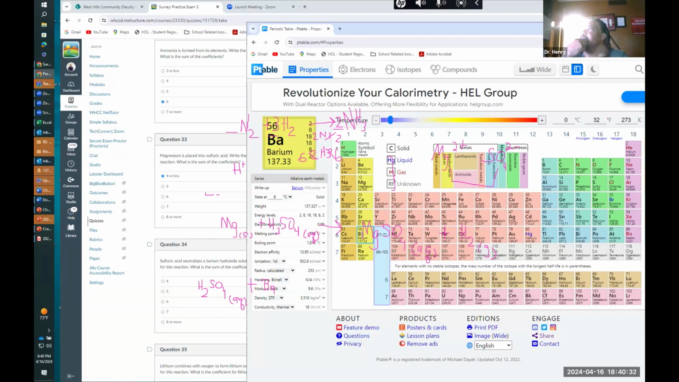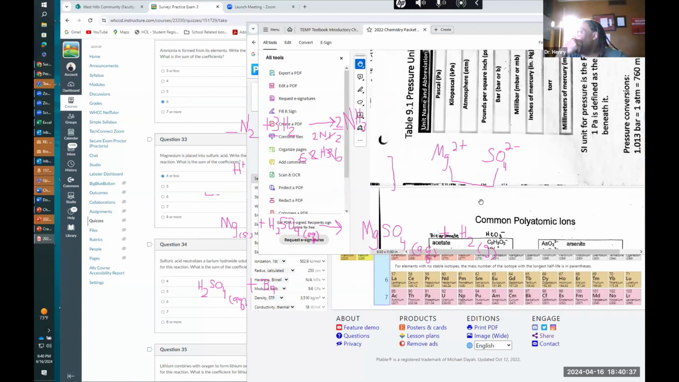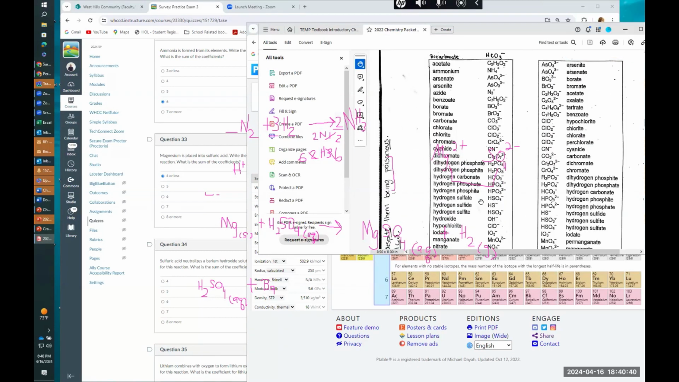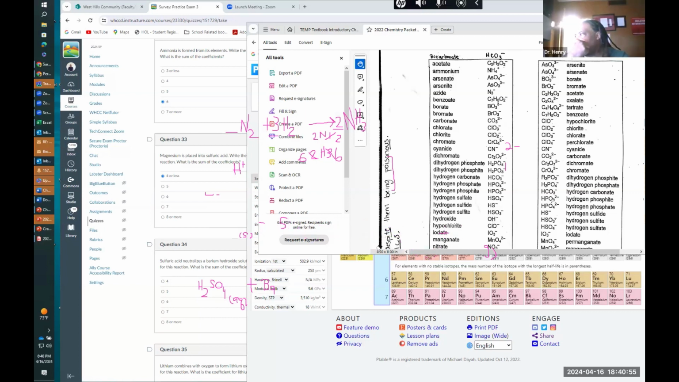Then hydroxide, if I look at hydroxide on my polyatomic ion table, you see hydroxide? Let me think. Wrong table. Oh, there you go, hydroxide right there. So it's OH negative. Since we know that barium is going to be a 2 plus, how many OH negatives are we going to need? Barium is 2 plus, and OH is -1.